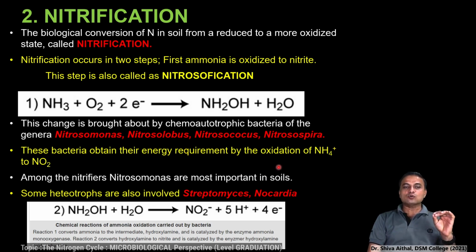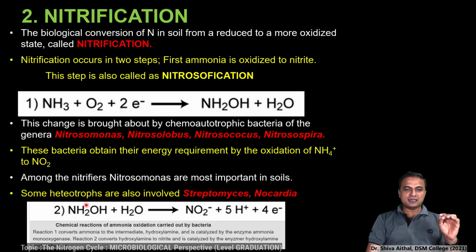Among the nitrifiers, Nitrosomonas and these groups of bacteria are collectively called Nitrosomonas, Nitrobacter. There are certain heterotrophs also. The reaction of ammonia to hydroxylamine is also carried out by some heterotrophs like Streptomyces and Nocardia. What happens with this hydroxylamine? In the second stage, reaction 2, it converts hydroxylamine to nitrite by the enzyme hydroxylamine oxidoreductase. Listen carefully.